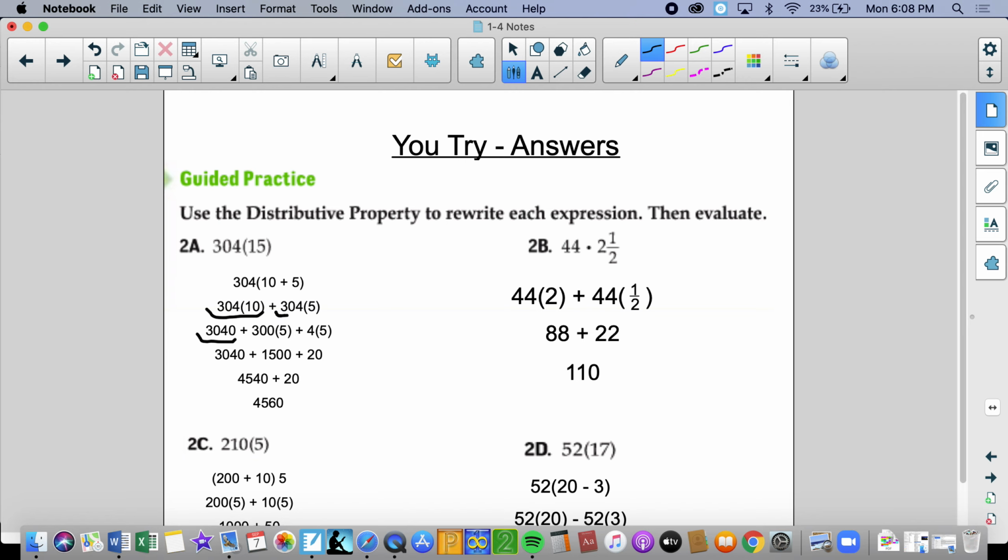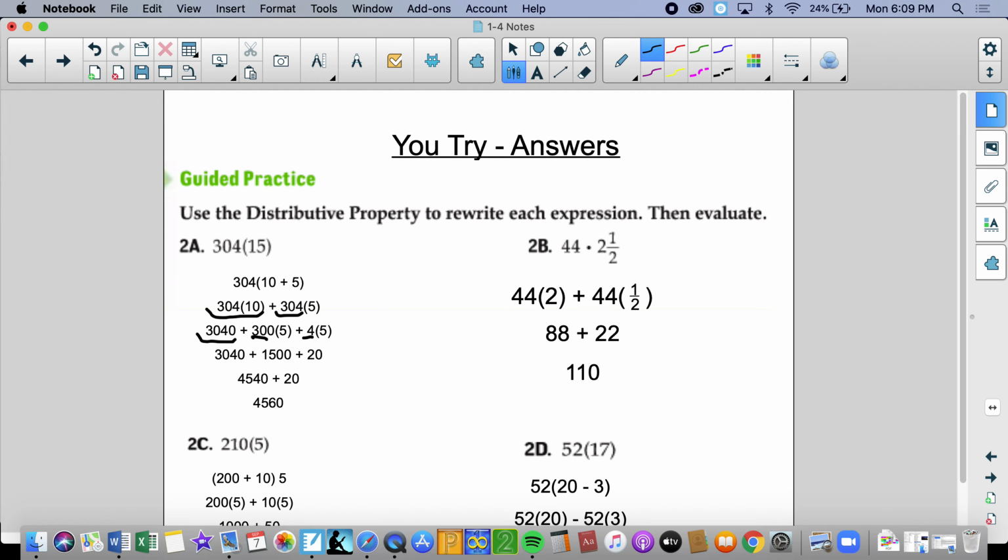So I'm going to break the 304 into 300 plus 4, and I'm going to distribute that to the 5 on each one. And I know what 300 times 5 is, 1,500, and 4 times 5 is 20. So now I can add 3,040 plus 1,500 plus 20. So that's how I did it. You don't have to do it that way, but that is one of many ways that you can do it.